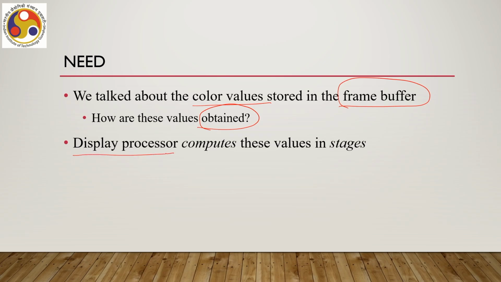The display processor, which is part of the display controller, is responsible for computing these values in stages. So, there are a few important terms here. One is that we have some values, real numbers, stored in the frame buffer. These values are used by the video controller to drive the display mechanism, that is excitation of pixels, and the values are computed by the display processor, which is part of the display controller unit, and these computations take place in stages, distinct stages.